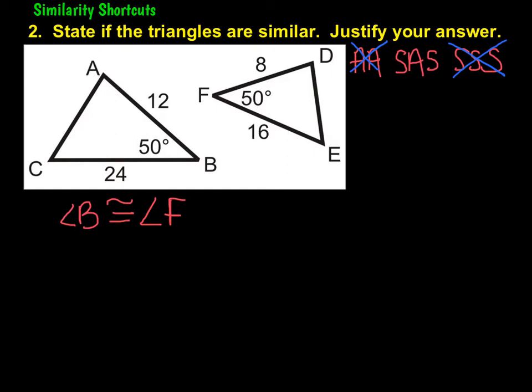So the sides, we have to do some testing. So if we look at triangle ABC, just like last problem, we're going to circle the smaller one and then go to triangle DEF and find the smaller side. So those two we're going to check, and then 24 and 16. Now let's set up our proportion. We have 12 corresponds with 8. And we'll go back to the triangle ABC and start there again. 24 corresponds to 16.